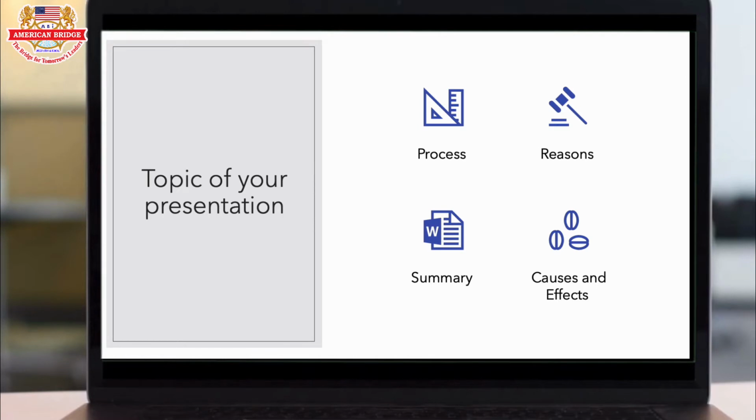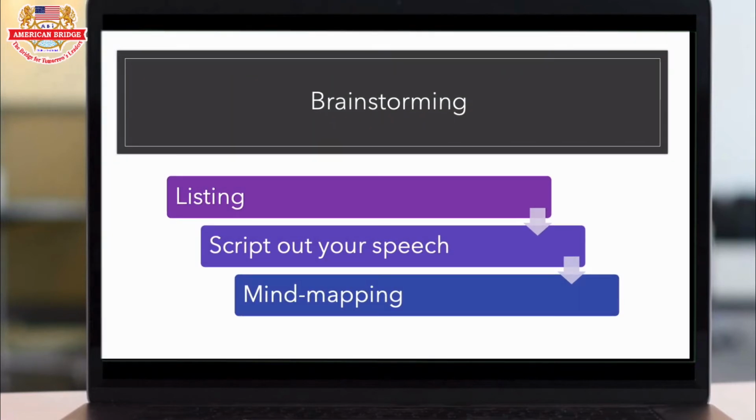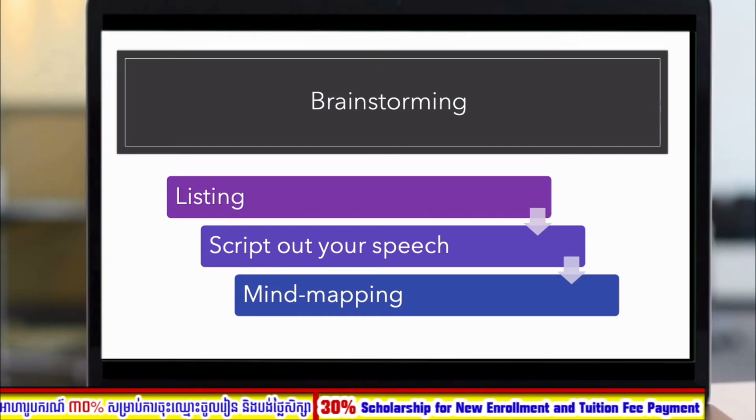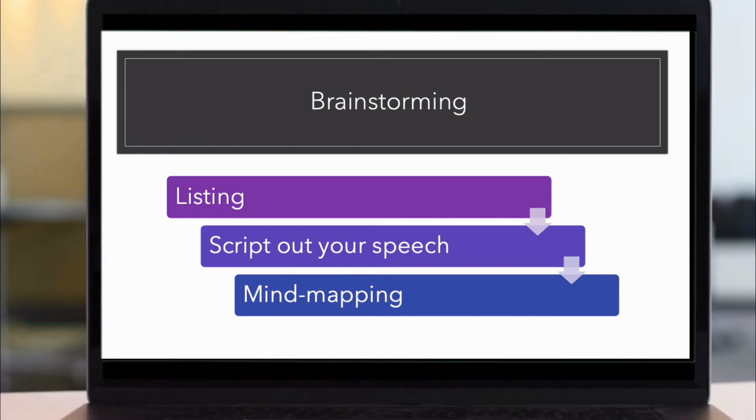So the first step in order to start your presentation is to understand the type of topic. And when you totally understand, the second stage is to brainstorm your ideas, because when you have no idea about the topic, you cannot deliver a good speech. So it is a good way to start thinking about ideas. What do you have to talk about regarding the topic?